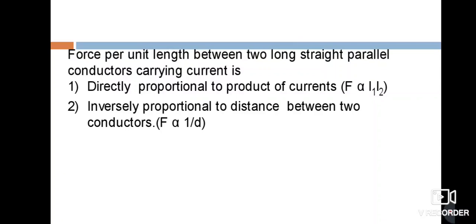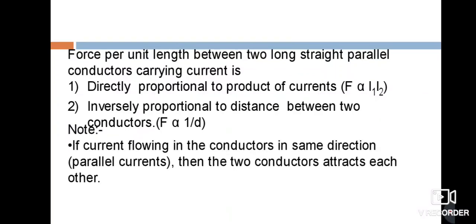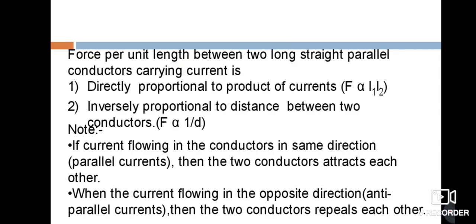Similarly, one more observation is that if the current is flowing in the conductors in the same direction, that is parallel currents, then the two conductors will attract each other. If the current flows in opposite directions, that is anti-parallel currents, then the two conductors will repel each other. In our case both the currents are moving in a parallel direction, so both the conductors will attract.